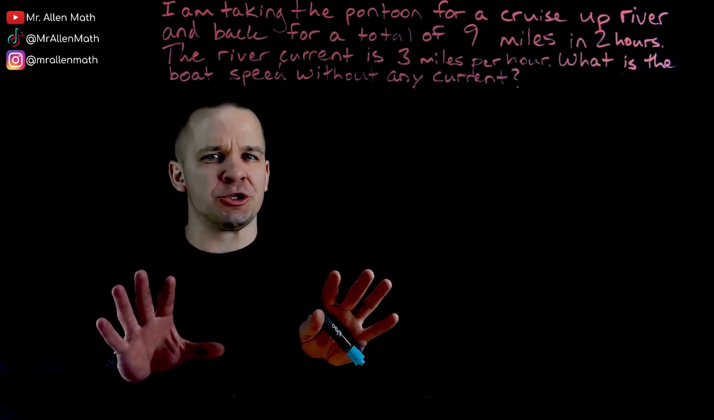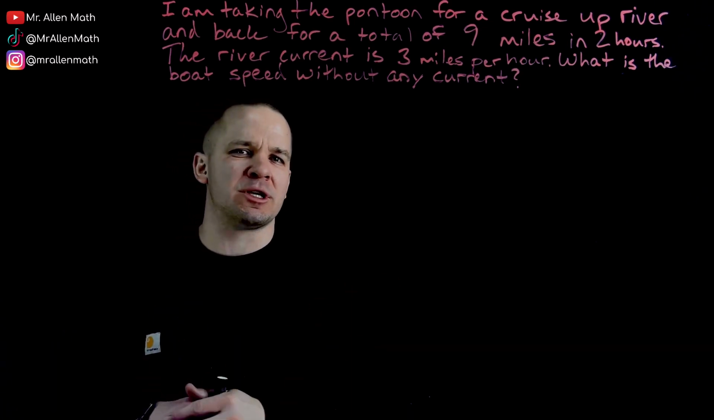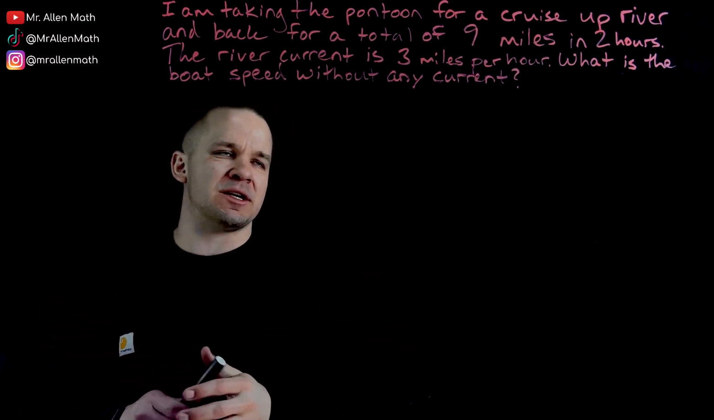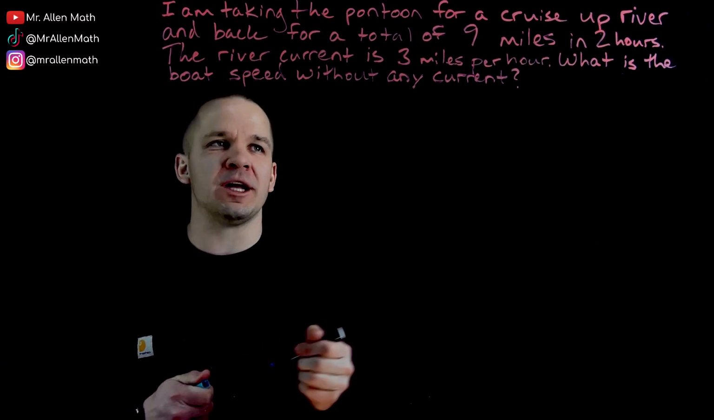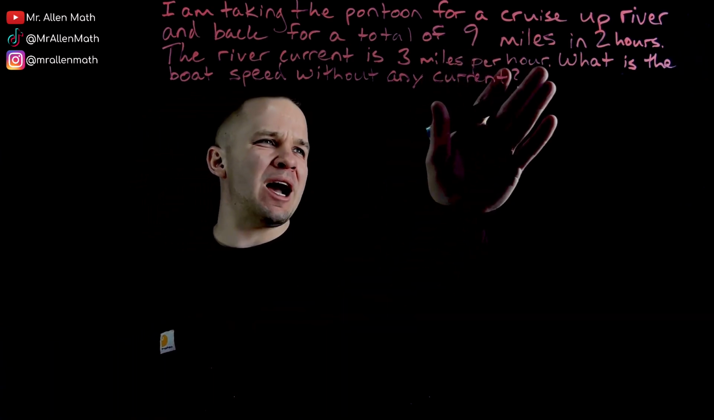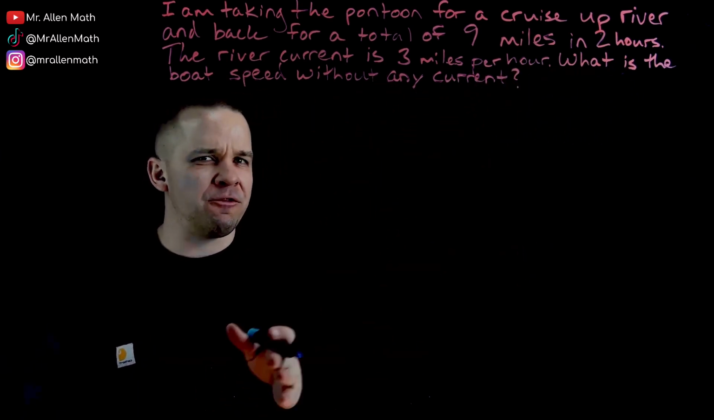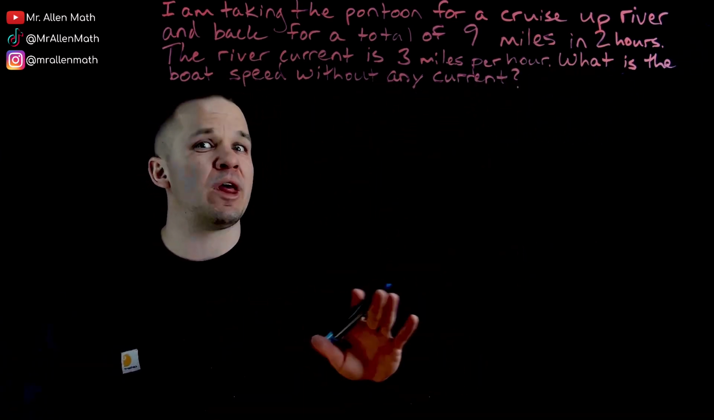Now, we're doing this in Algebra 2 land. Nothing too crazy advanced with mathematics, and resistance. We're just going to pretend this thing is gliding with no resistance at all. Okay, cool. Let's do this. All right, so let's think about some things here. We got 9 miles, 2 hours, and the river current's 3 miles per hour. And I'm trying to figure out what this boat speed is without any current.